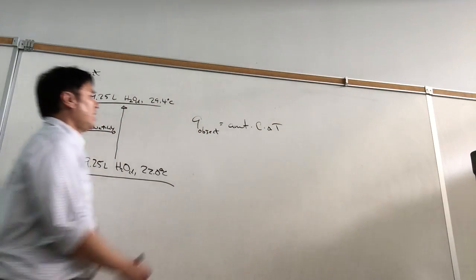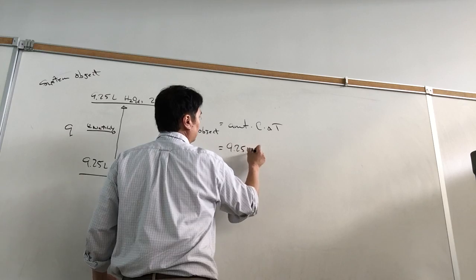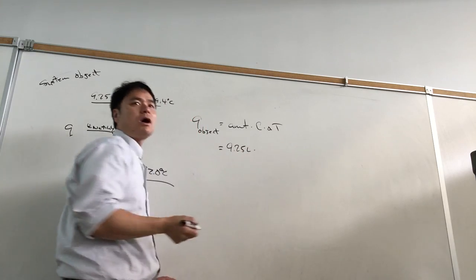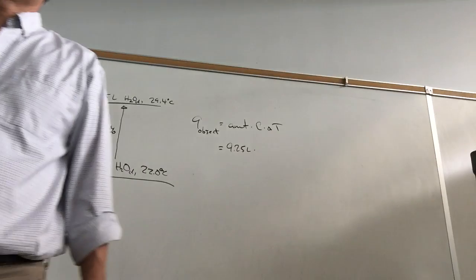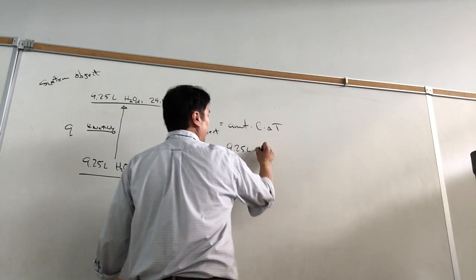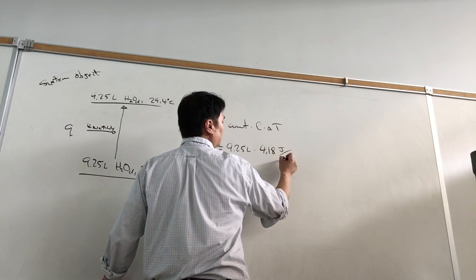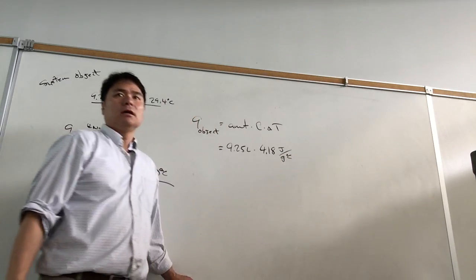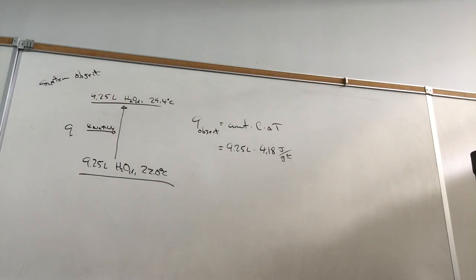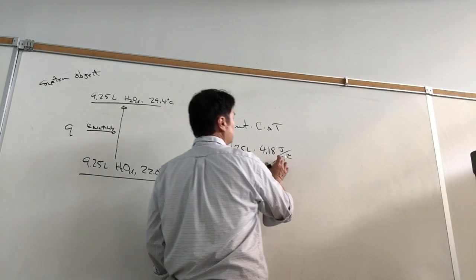The amount of object we have is 9.25 liters. C, a lot of people have C memorized for water, which isn't that difficult, because to 3 sig figs, it's 4.18 joules per gram degree C. That's over a wide range. To 4 sig figs, this isn't accurate, because the specific heat of water changes a little bit depending on where you are in the temperature range. Actually, 1 calorie is defined for, I think, 4.5 to 5.5 degrees temperature change. But anyway, this is good to 3 sig figs.